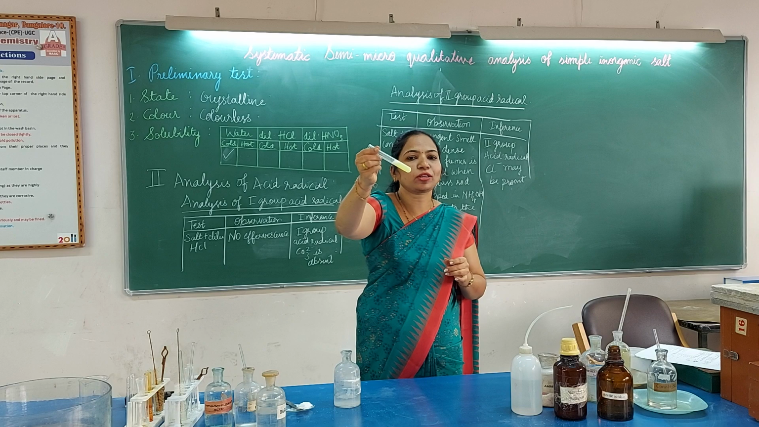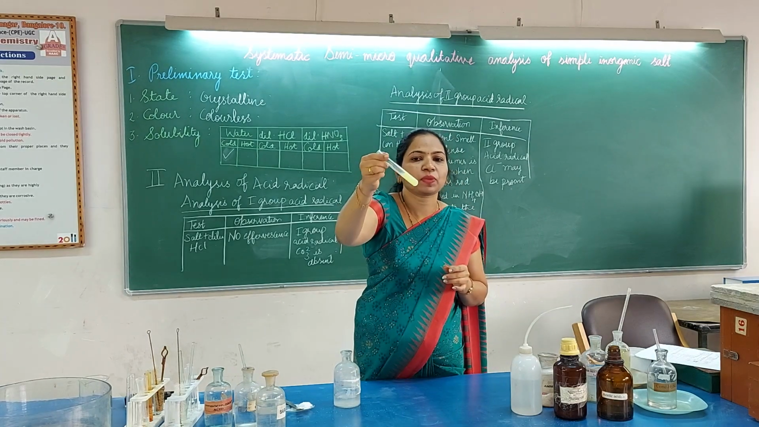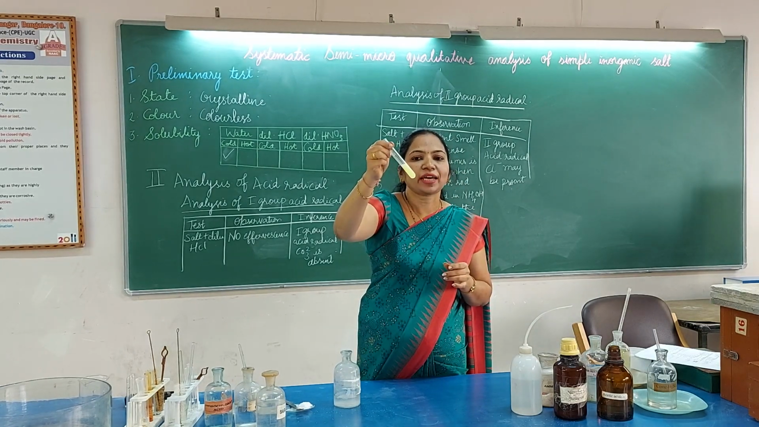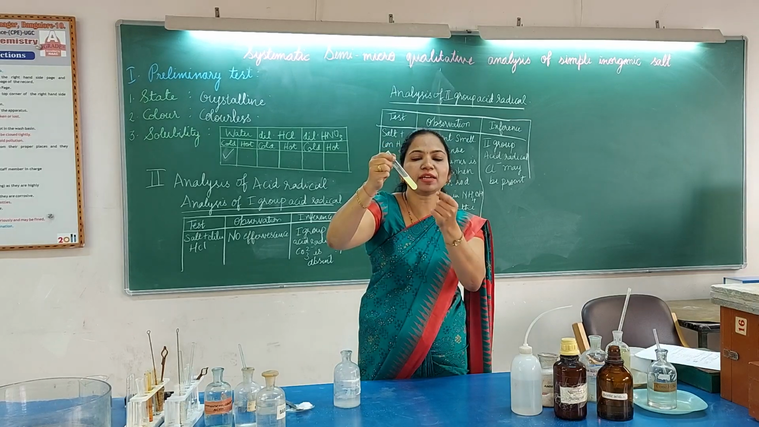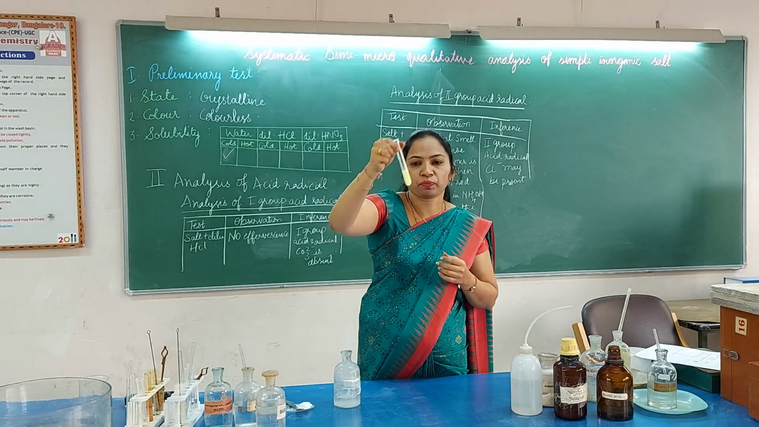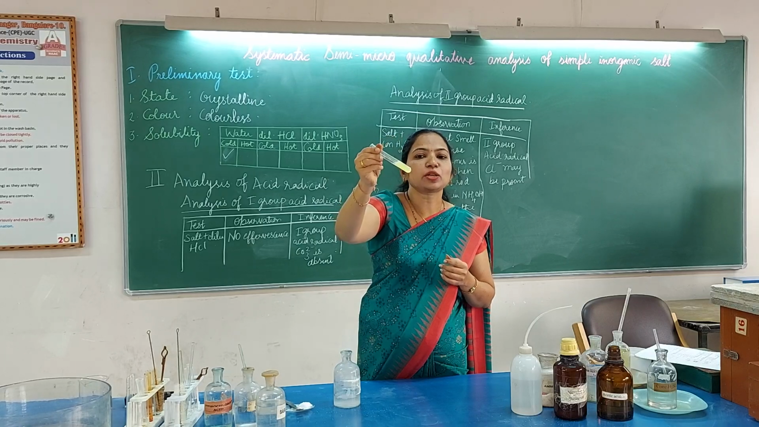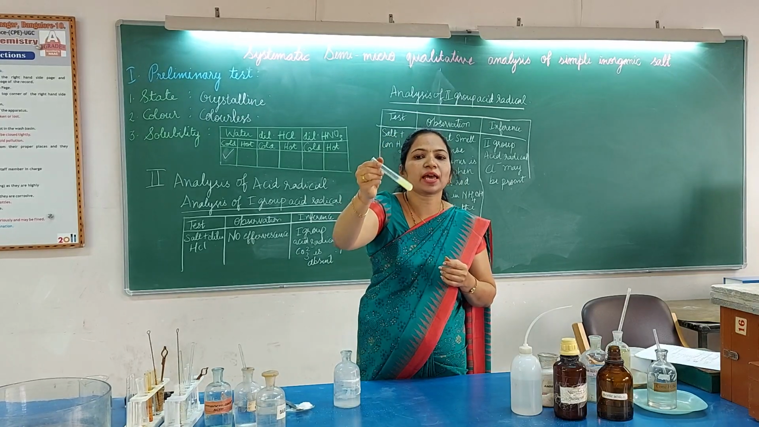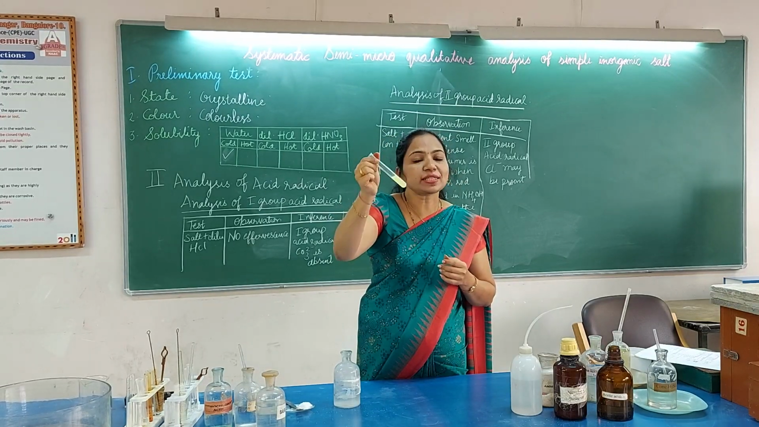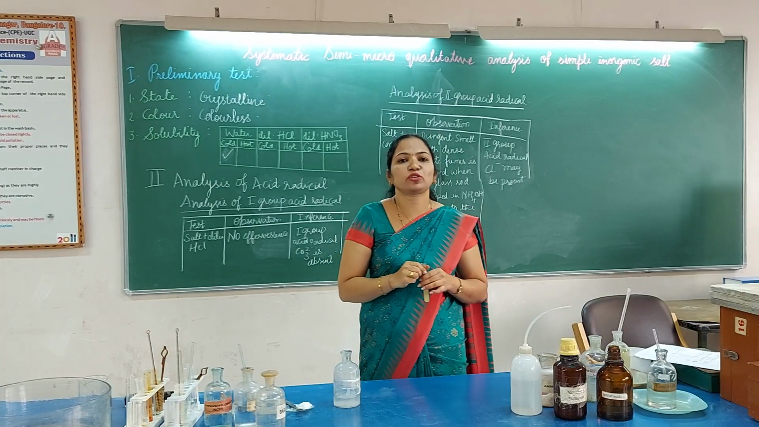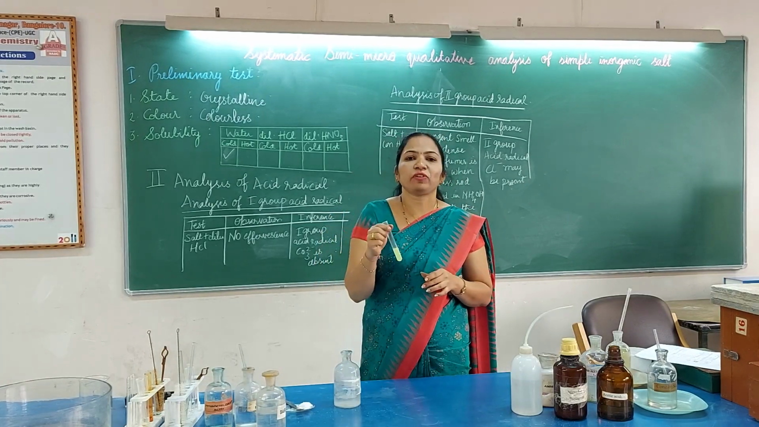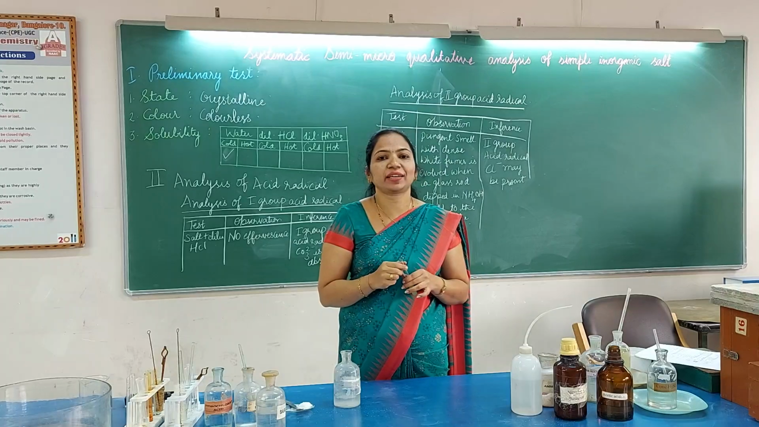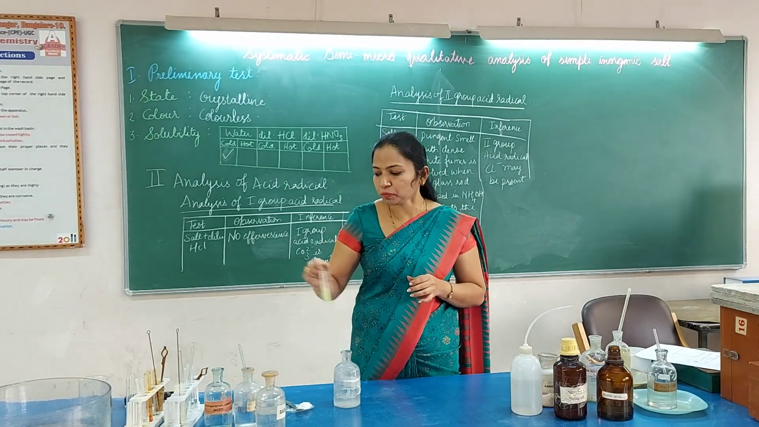So I hope all the students can see the changes. It is a bright yellow PPT. PPT in the sense you can see the small particles present in this. So this is yellow PPT. So this itself confirms the presence of chloride. So we have got the acid radical as chloride.